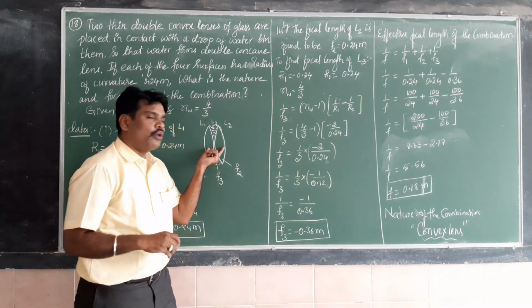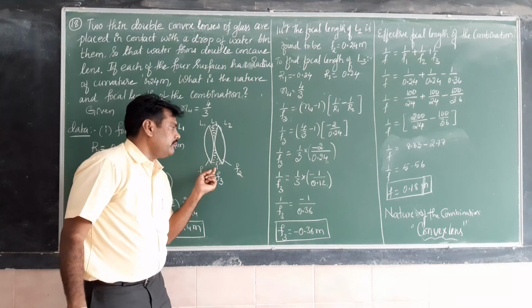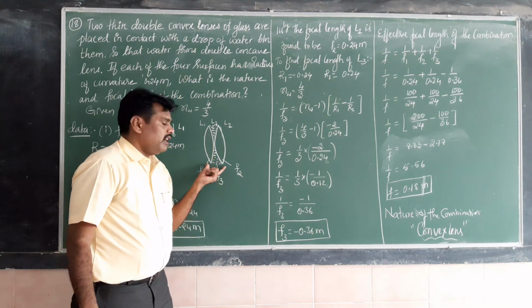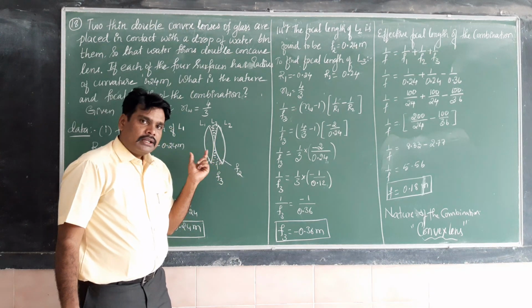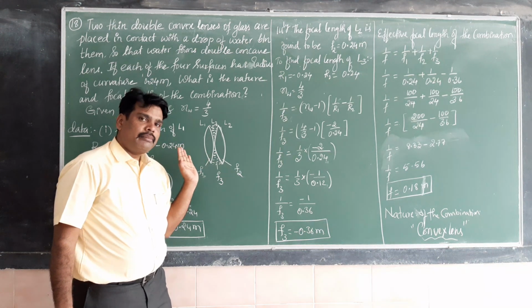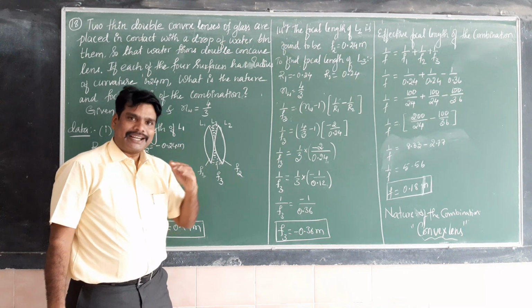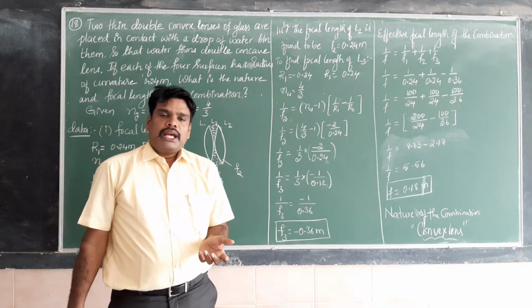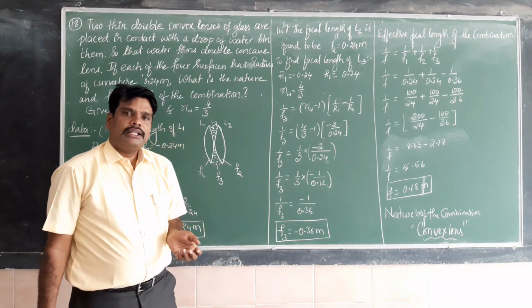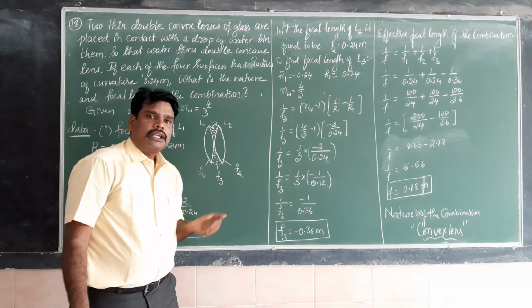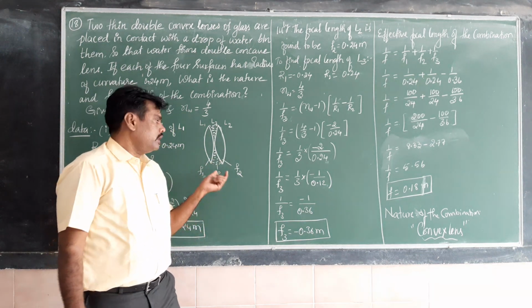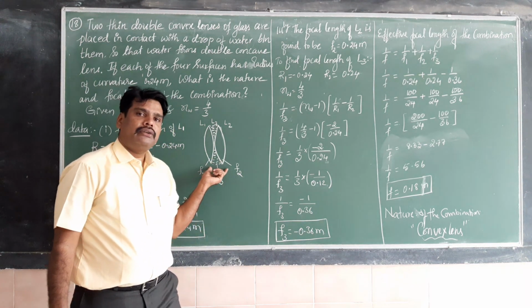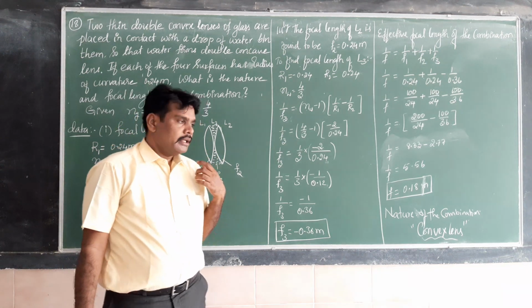This is the nature of the lens we get if two thin lenses are combined such that they are in contact coaxially and the space between these two is filled with water. See, this type of experiment we are going to conduct in the practicals also. There, by using the parallax method, we are going to determine the focal length of the given convex lens, and also we are going to calculate the refractive index of water, right?